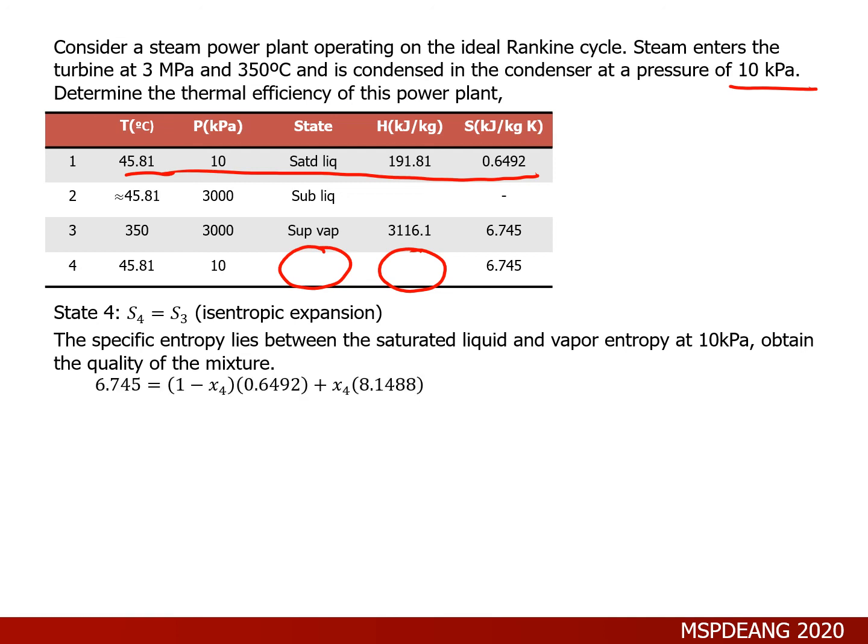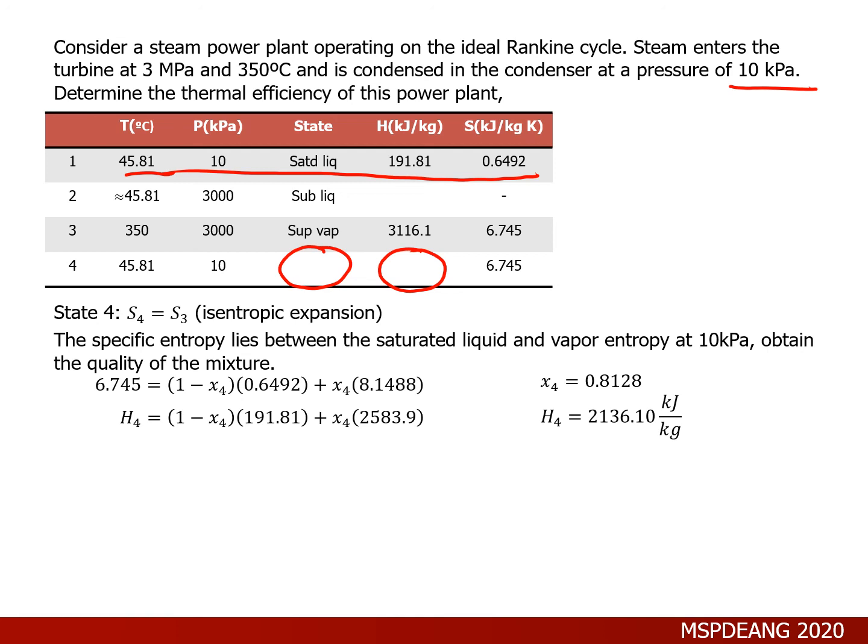Okay, so calculating the actual or the isentropic state of state 4, you can get the steam quality at state 4 to be 81.28%. Ayan, you can now again calculate the specific enthalpy at state 4 to be 2136.10 kilojoules per kilogram.